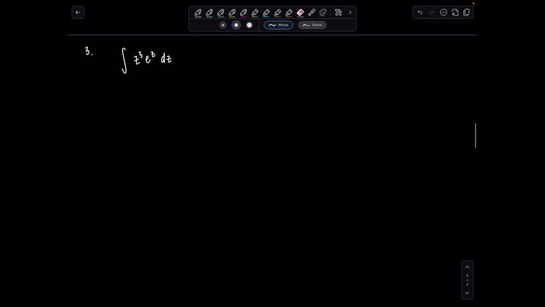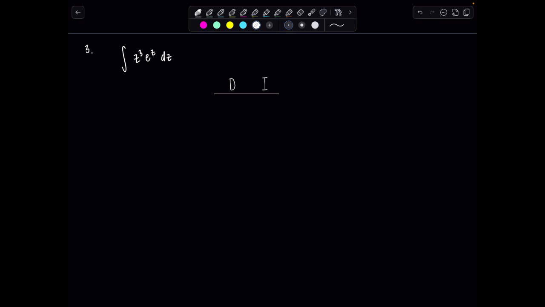Tabular would work beautifully on this following integral. Integral of z cubed e to the z dz. You know what I recommend? I recommend you pause the video, you try this one on your own, see how good you are. I think you probably can do it. I have a good feeling about this.